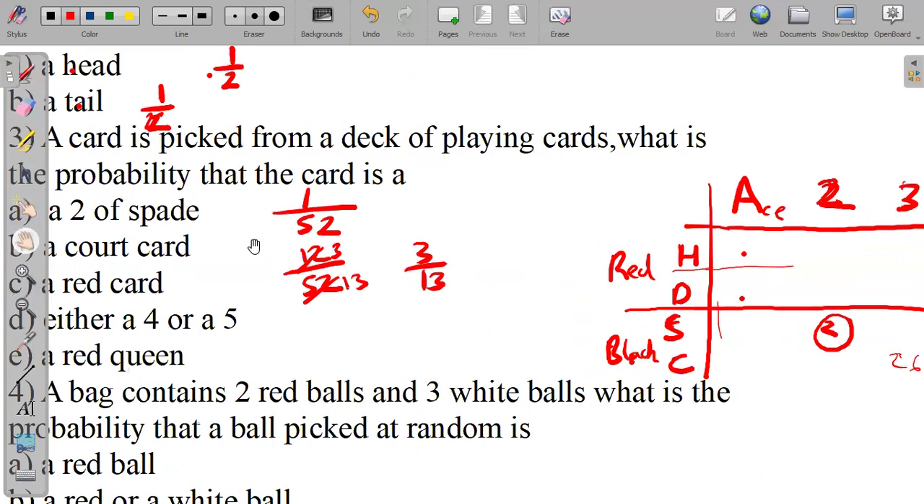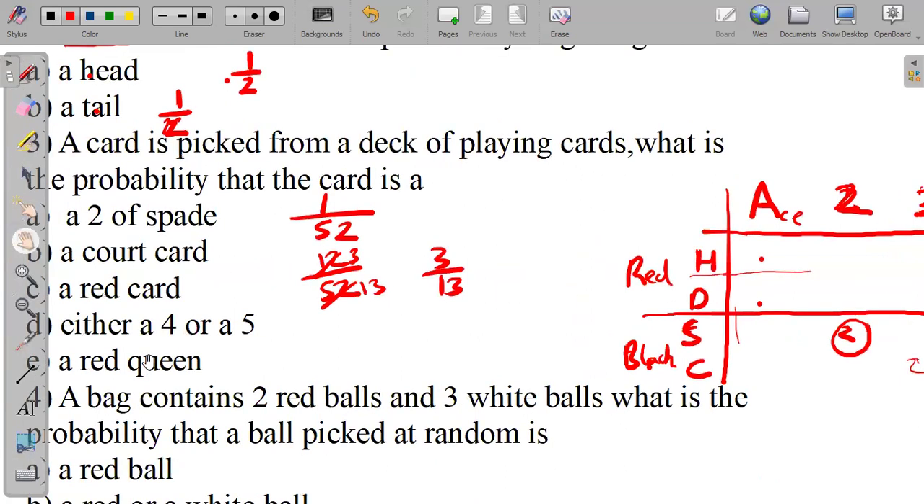Lastly, the question is saying, last but not least, either a 4 or a 5. A 4 or a 5. So what do you do when you have such a question? How many 4s do we have? Maybe we've all come to notice that there are 4 4s. There are also 4 5s. So we can just say 4 over 52 plus 5 over 52.